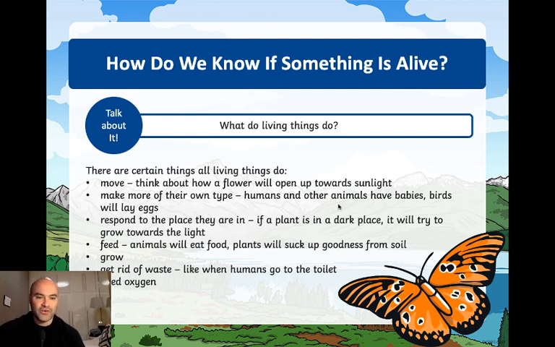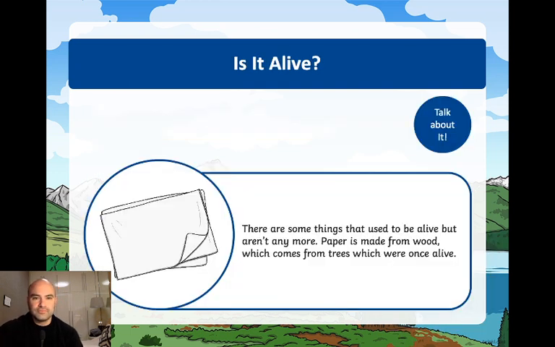Anyway. So also living things need oxygen to live. Okay? So I need to breathe. So I need oxygen in my lungs. Trees need oxygen to breathe as well. They take in the oxygen, they need the oxygen too. Okay? Things that are alive need oxygen. Paper. There are some things that used to be alive but aren't anymore. So this paper used to be alive, but it isn't because it was cut. Paper is made from wood, which comes from trees.